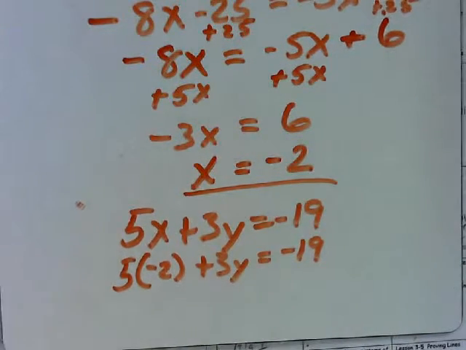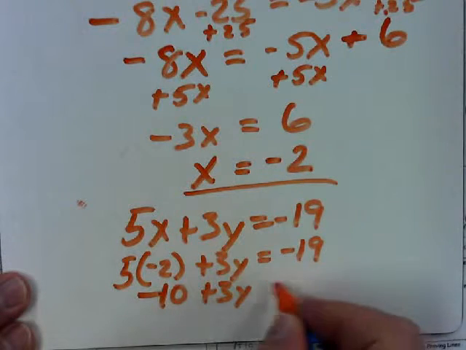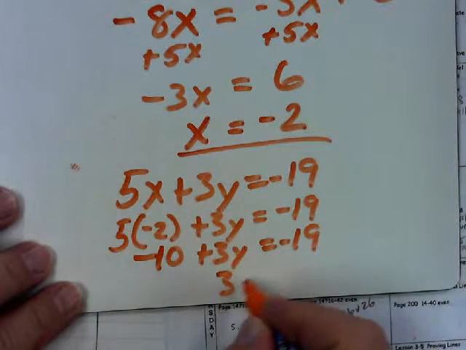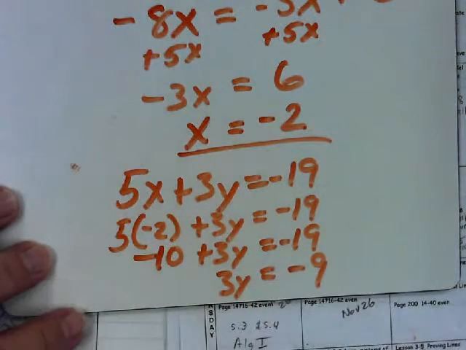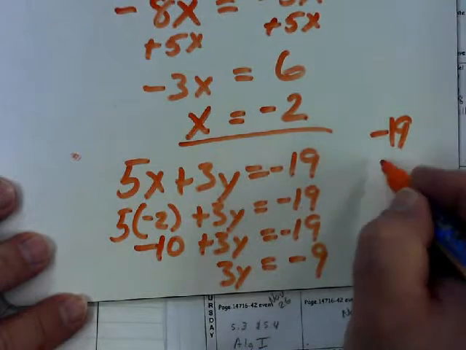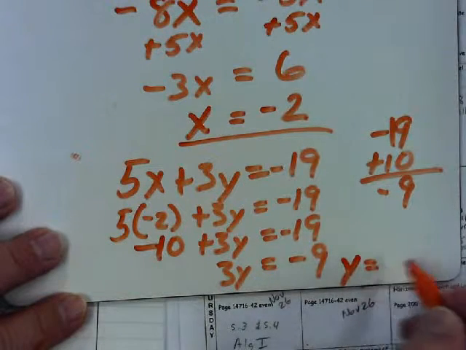How do you get plus 10? It's a negative 10, but you add 10 is what she meant. Oh. Negative 10 plus 3. It would be a positive 9. Oh my gosh, no. Why is it a negative? 10's bigger than 9, and you divide it by 3. Negative 19 plus 10 is a negative 9. So y equals negative 3.